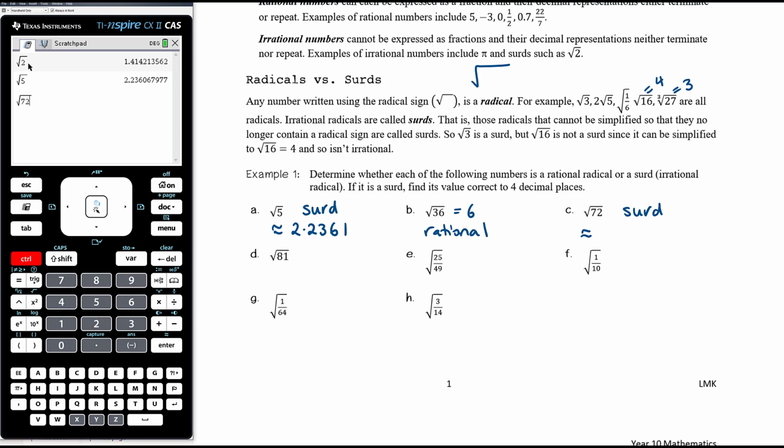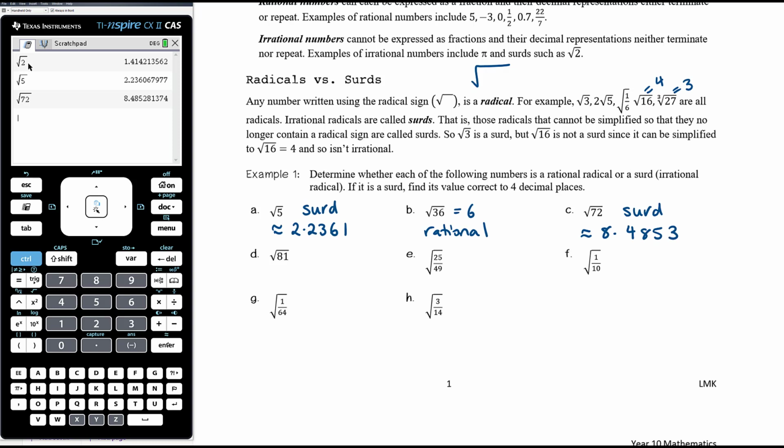It's important that you can roughly approximate the size of surds in your head. It's just about thinking about square numbers that are near this particular value. So as I said, roughly around 8.5, which is about right. 8.485, we want 4 decimal places, and again we round up to 3.